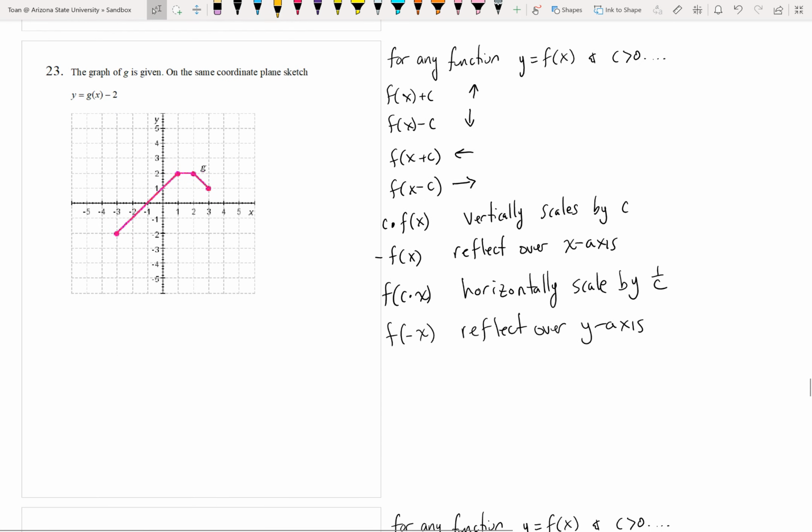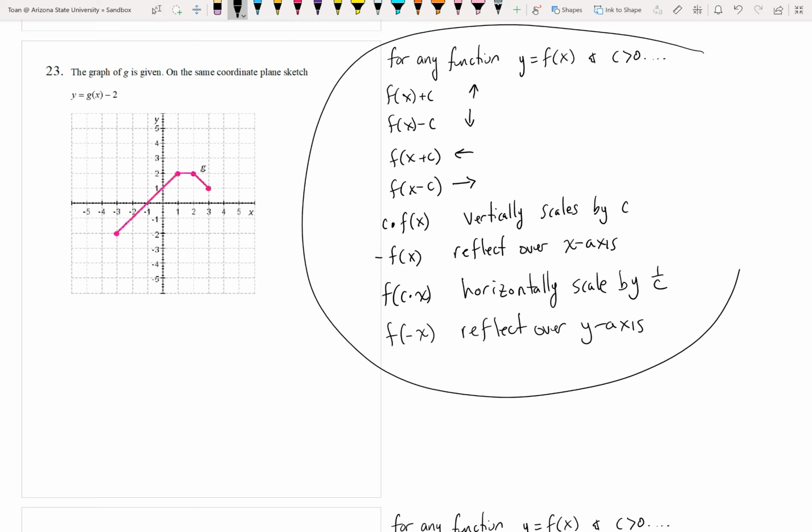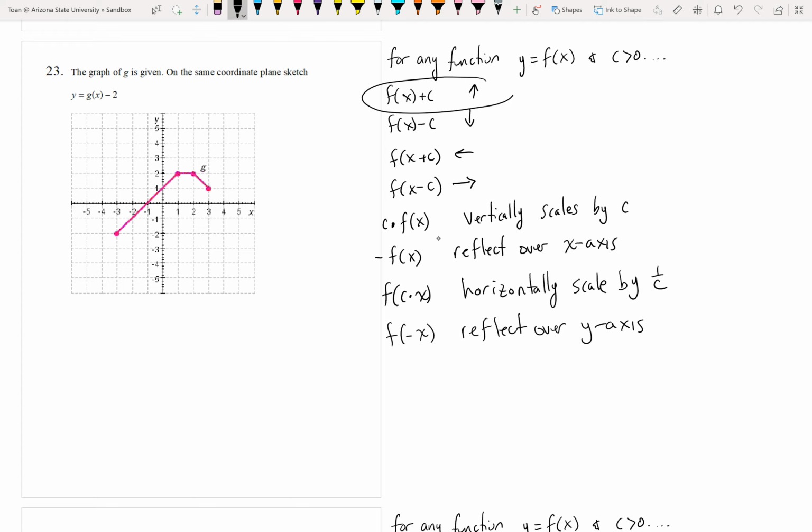Number 23 was a function transformation question, and I hate to say it, but there's no way around it. You need to know the function transformations. You need to know that adding to a function shifts it up, subtracting from a function shifts it down, adding directly to the x moves it to the left, and so on and so forth.